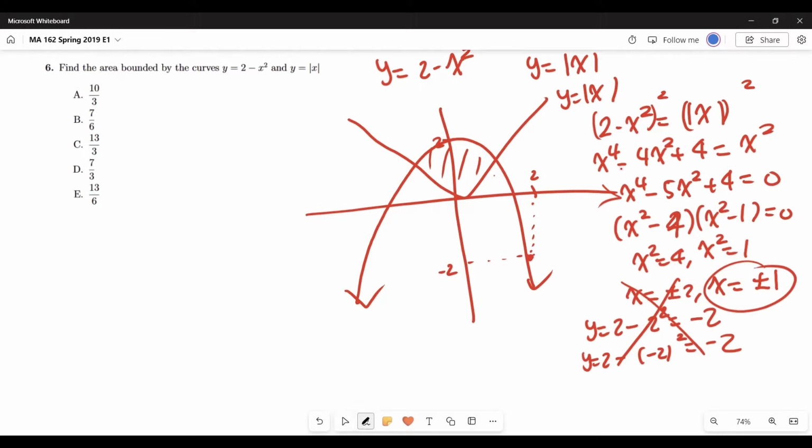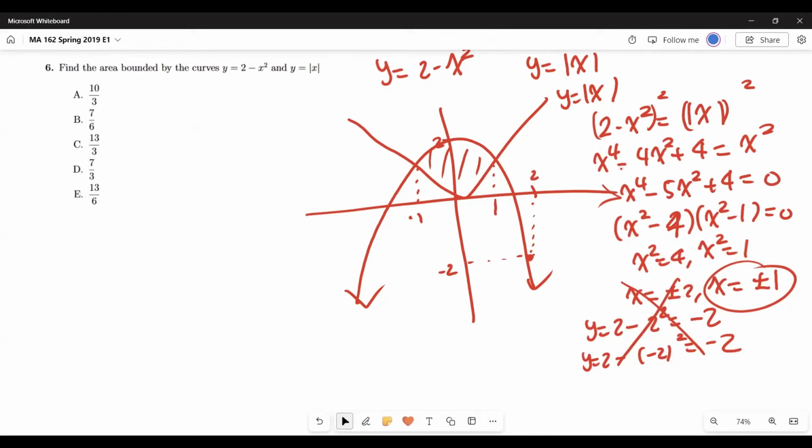So this is from negative 1 to 1. What we can do is either separate the region, or just multiply by 2 because both sides are symmetrical. I drew it a little not symmetrical, but if you draw it correctly, it should look symmetrical because y equals absolute value of x is a symmetrical shape.